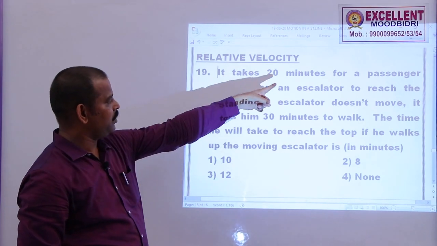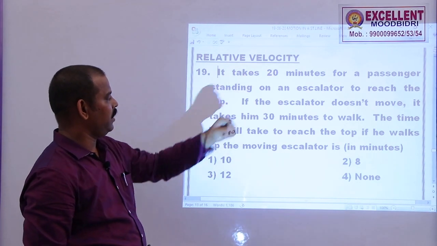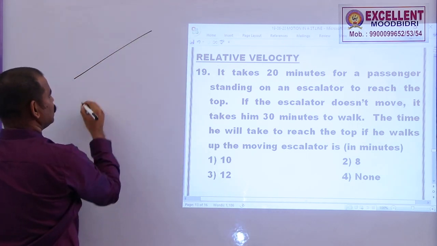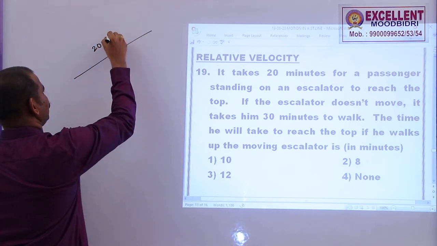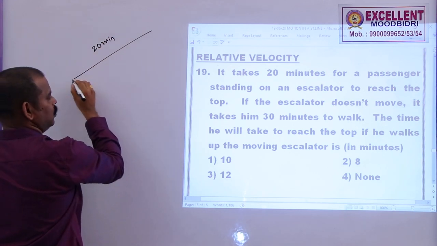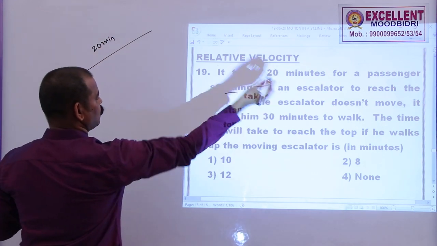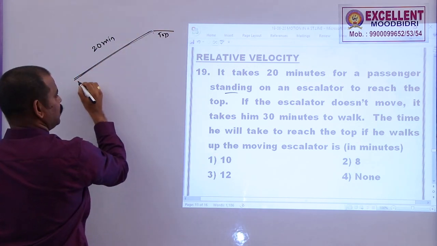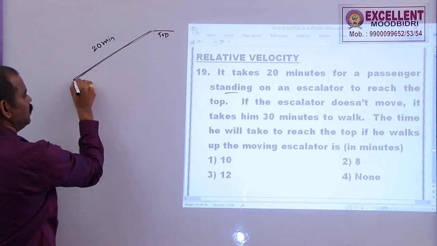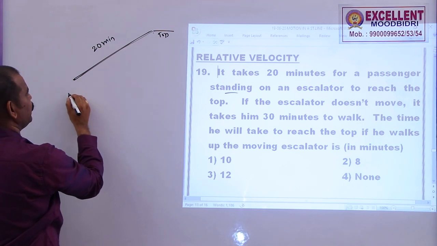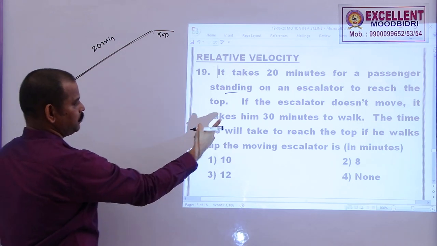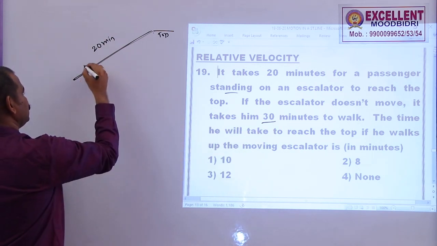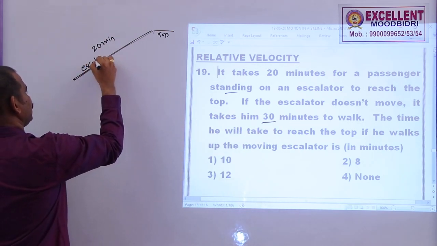It takes 20 minutes for a passenger standing on an escalator to reach the top. So, it took 20 minutes for a person standing on an escalator to reach the top. So, this is the top. When he was standing on this escalator, it already took 20 minutes. Now, second part, if the escalator does not move, it takes 30 minutes for him to walk. So, this is when the escalator is moving.